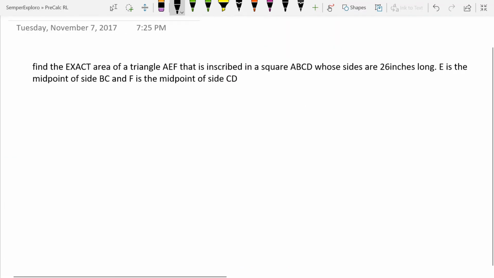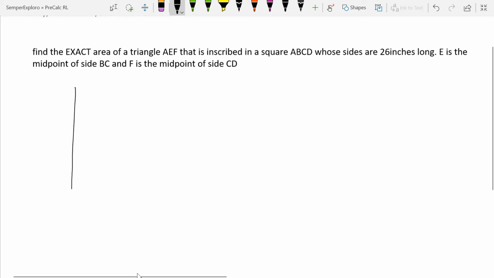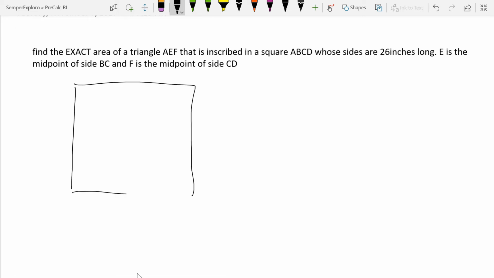So this question: find the exact area of the triangle. So we have square ABCD. Each side is 26 inches long. E is the midpoint of BC, and F is the midpoint of CD.